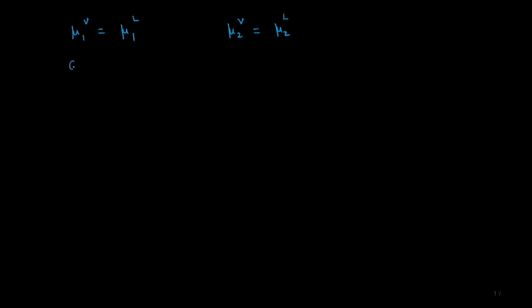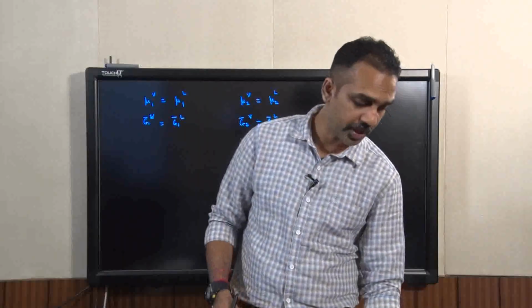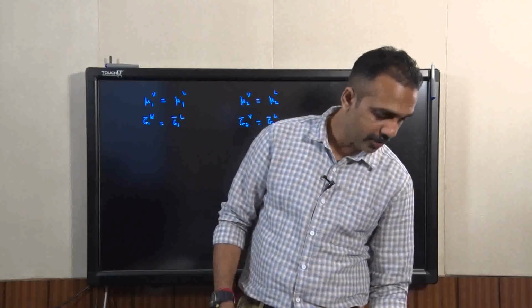Instead of using chemical potentials, we can also say that the partial molar Gibbs free energies of 1 in the vapor and liquid phases need to be the same. Partial molar Gibbs free energies of 2 in the vapor and liquid phases need to be the same for vapor-liquid equilibrium. So somehow, to be able to characterize vapor-liquid equilibrium, we need to relate this chemical potential or partial molar Gibbs free energy in both the phases.